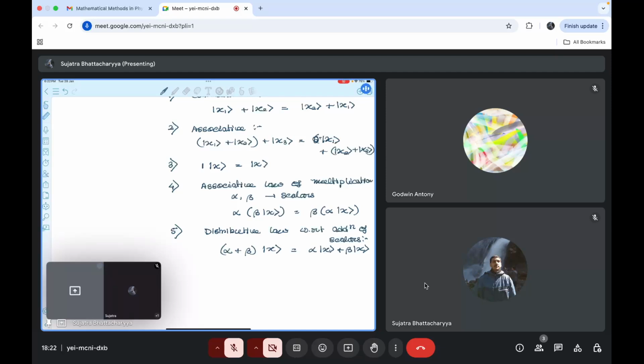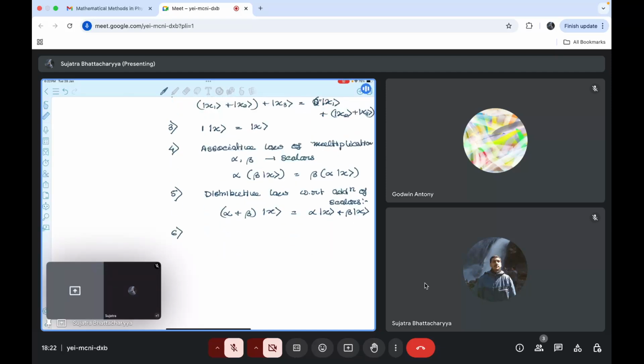The sixth property is the same thing, the distributive law, but now it is with respect to the addition of vectors. Earlier it was with scalars, now it is with vectors. So the distributive law with respect to addition of vectors.